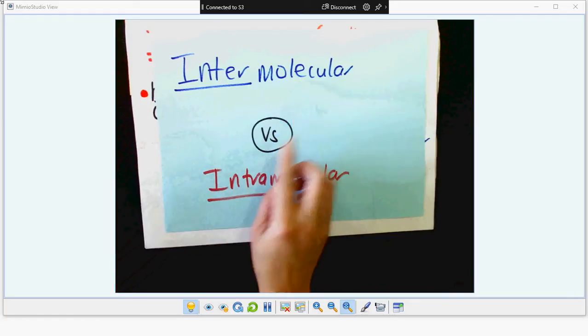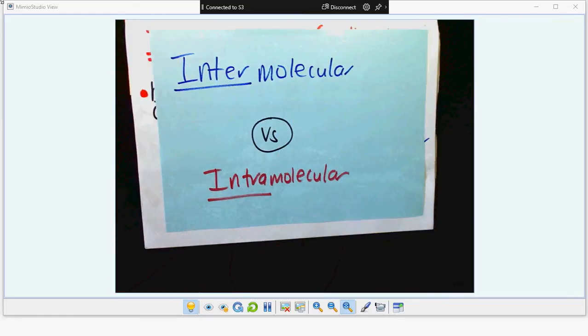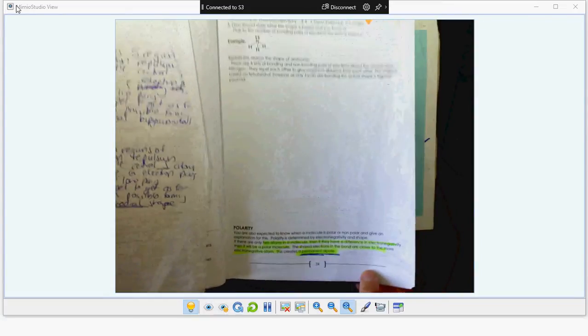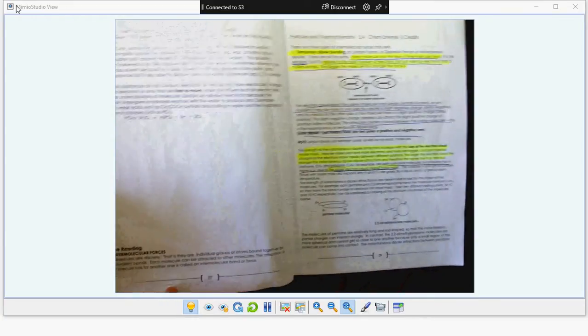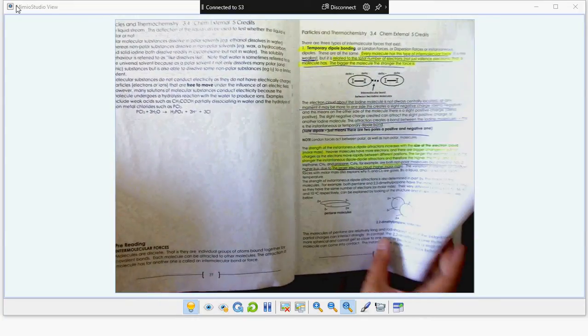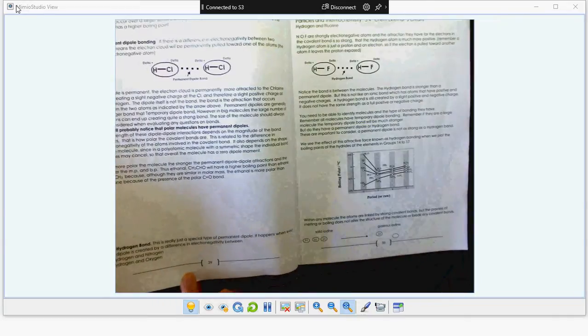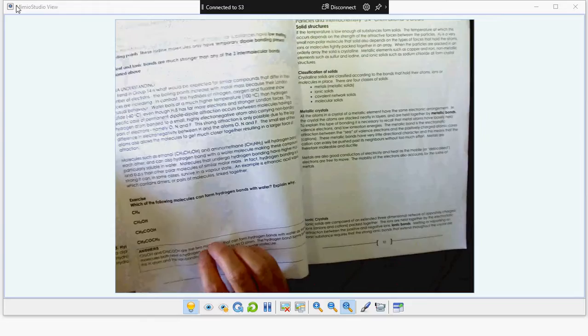This isn't to be confused with intramolecular forces. And in your books, you should be reading these pages here on polarity. So that's in your theory workbook here. You should be going over page 24, 25, 26. You should be going through 27 and 28. So we'll be talking about those pages, and also 29 and 30.